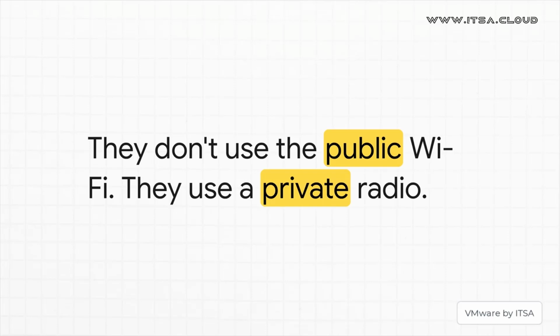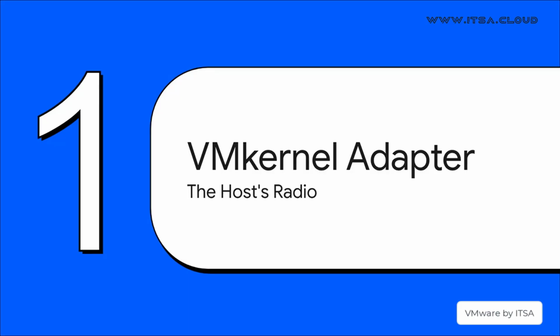No, they use a dedicated channel, a private two-way radio system just for them. This makes sure their critical messages get through, no matter how clogged up the public network is. Now, really lock in that idea of a private channel. Because that private radio analogy, that is exactly what the VM kernel adapter is. You can think of it as the ESXi host's own private two-way radio. It's the special channel it uses for all its own important business, totally separate from all the public noise.